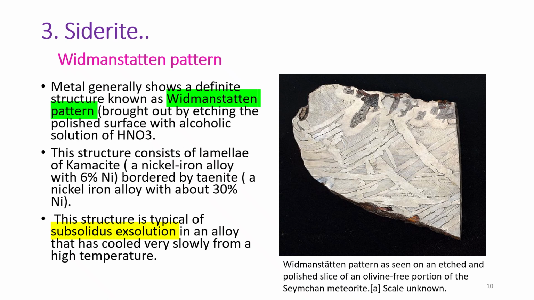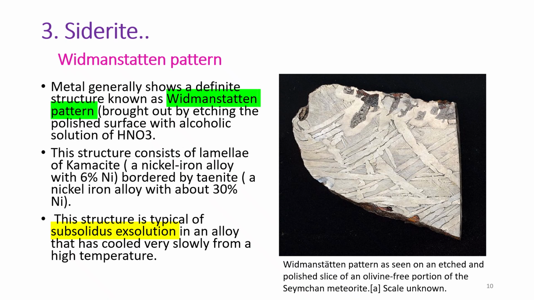This structure consists of lamellae of kamacite, a nickel-iron alloy with 6% nickel, which is bordered by taenite. Taenite is a nickel-iron alloy with about 30% nickel. So the Widmanstatten structure is distinctive. It is a latticework-like pattern.